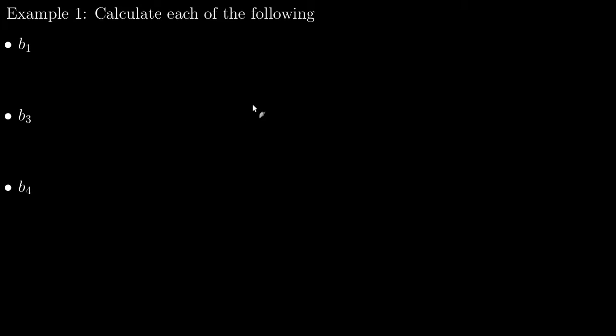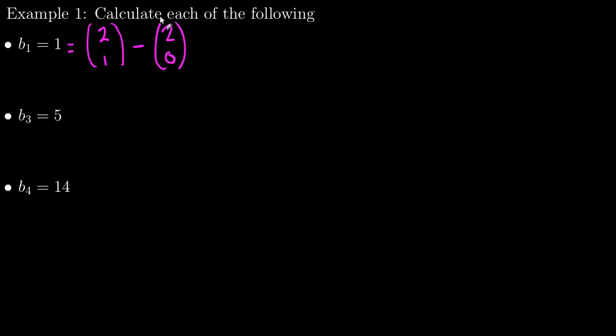Example 1. Calculate each of the following: b1, b3, and b4. Pause the video, solve this. Alright. b1 is 1, b3 is 5, and b4 is 14. And here's why. Following the formula, b1 will have 2n choose n minus 2n choose n minus 1.